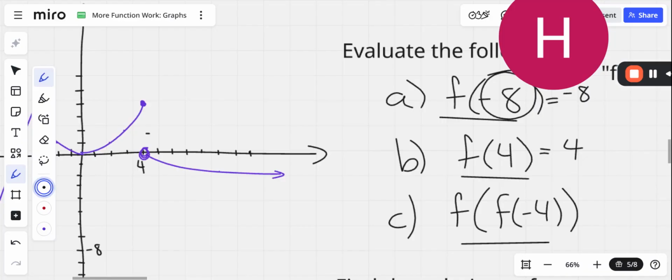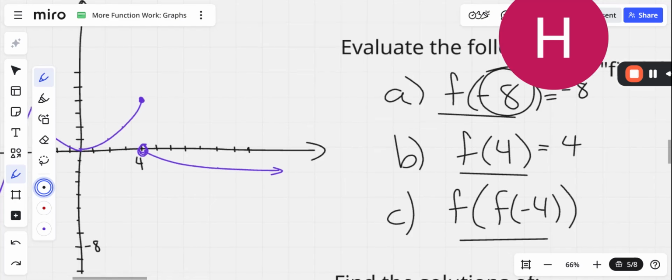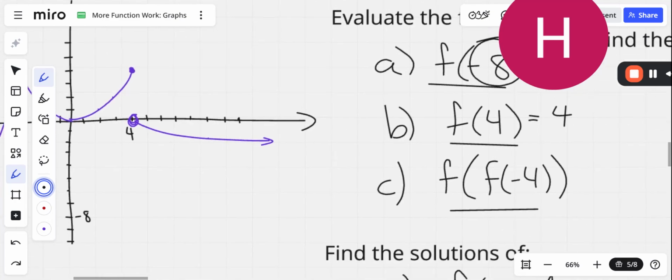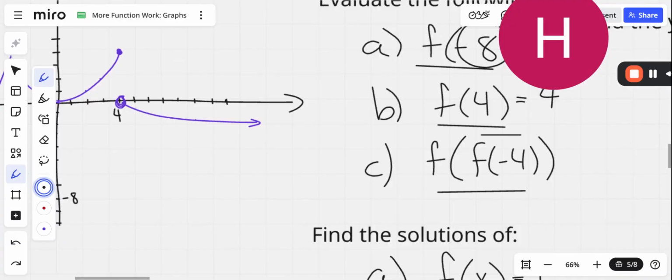It means the function kind of starts there, but not really starting at 4. It starts immediately after, you might say. Okay, and part C, f of negative 4. So what we have to do first is figure out what is f of negative 4. That way we can plug it into the f function.